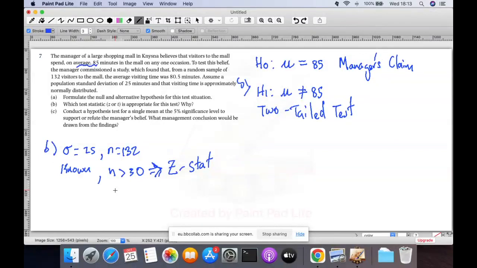Now, for question C, it says conduct a hypothesis test for a single mean at a 5% level of significance to support or refute the manager's belief. Right, and then draw a conclusion basically. So for C, now we're going to answer question C, which is a bit of a long step, which is most of the marks for this question.